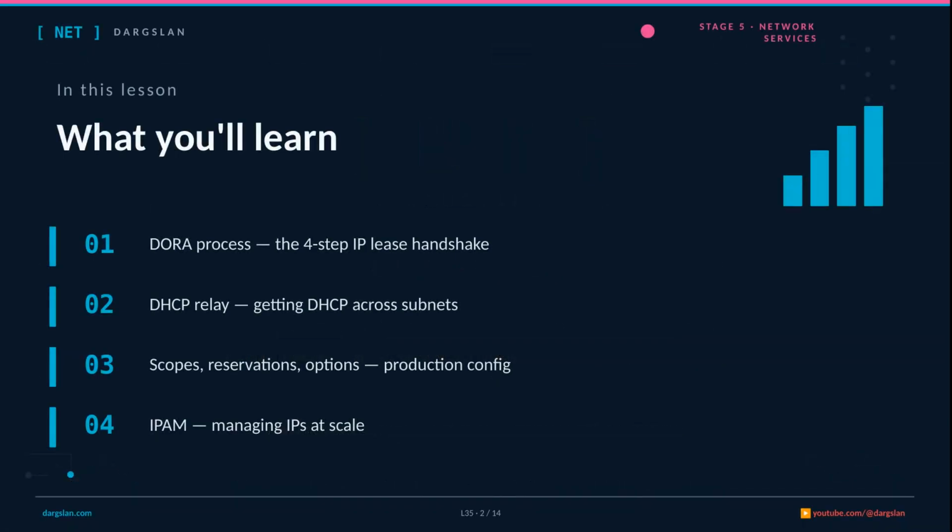So here's the roadmap for the next few minutes. We'll start with DORA. That's discover, offer, request, acknowledge, the four-step handshake every device performs to get an IP lease. From there, we'll cross subnet boundaries using DHCP relay, then dig into the real production knobs, scopes, reservations, and options. And finally, we'll zoom out to IPAM, IP address management, where you stop thinking about single leases and start managing address space as a whole.